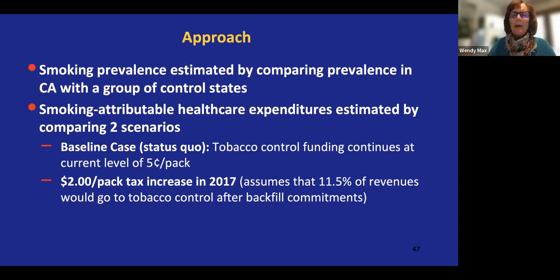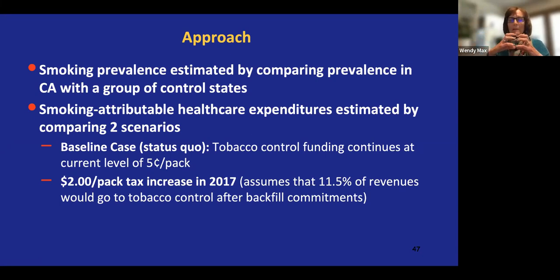And then we compared what healthcare expenditures would be under two scenarios. The first is the baseline case, where nothing changes. The tax remains at 87 cents per pack. At that point, when the tax was 87 cents per pack, tobacco control funding was getting about 5 cents per pack. And then we said, okay, but what if we increase it in 2017 by $2 per pack?